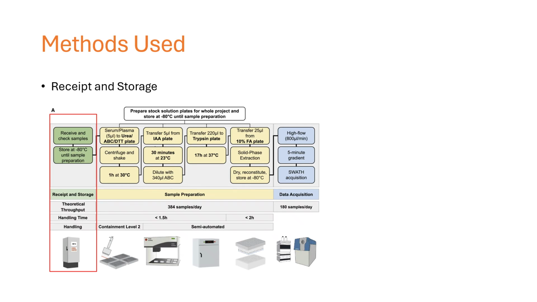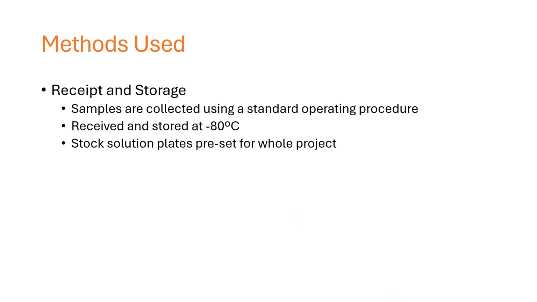We're going to start with receipt and storage. In receipt and storage, samples are collected using standard operating procedures. They're received and stored at -80 degrees Celsius. Stock solution plates are preset for the whole project, and that's part of what they're presenting as making this a more streamlined production. They're able to get all the samples they need and have them already stored and ready to be plugged in at different parts in the workflow.